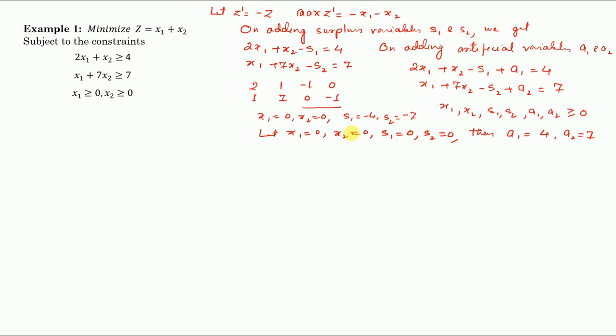First method is two phase method. In two phase method basically two phases are there. In first phase, we are going to find the initial basic feasible solution for the original problem. Look at this. This is the original problem, and this is the problem using artificial variable.